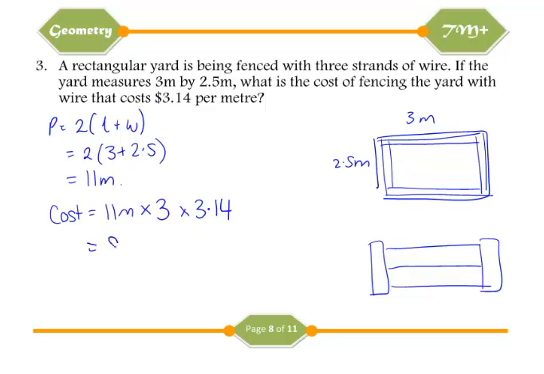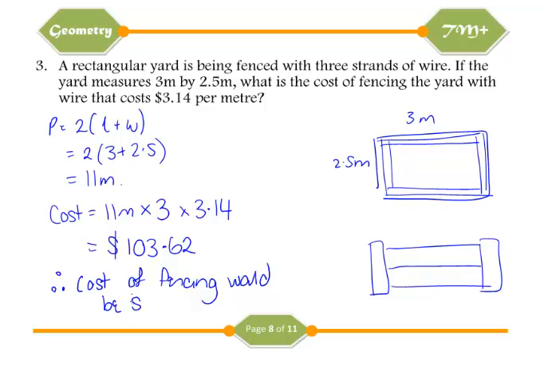And that gives me $103.62. It's a worded question, so therefore the cost of fencing would be $103.62.